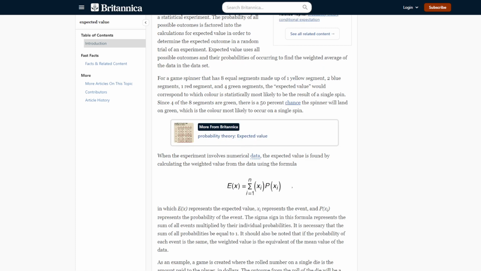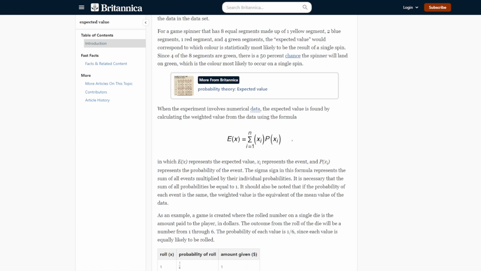The formula for expected value is the sum, sigma here stands for sum, of the value times the probability of said value happening. So looking at this here, let me give you an example.